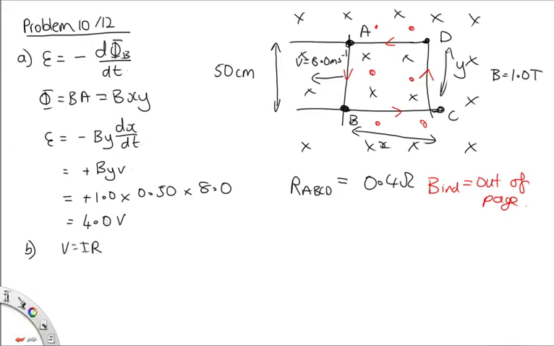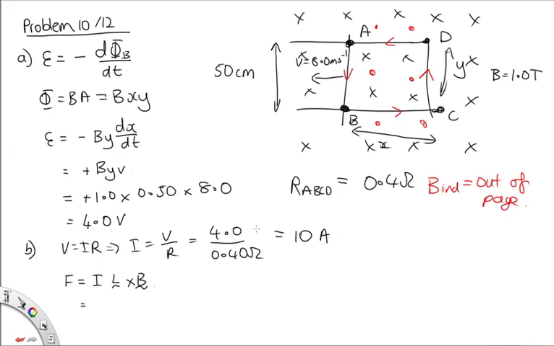This is our induced EMF, which is our induced voltage here. So we have I is equal to V over R, so that's the 4.0, and we're told that the resistance is 0.40 ohms, so this is equal to 10 amps. And so the size of the force is given by I L cross B.